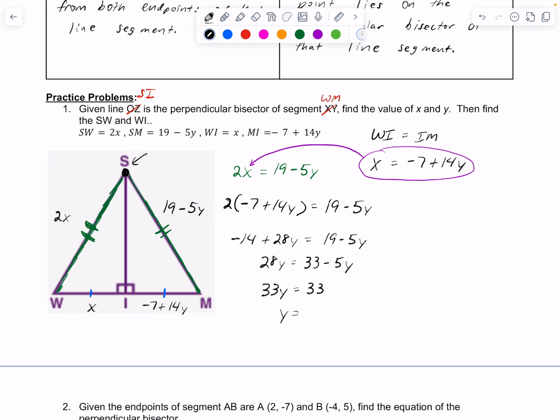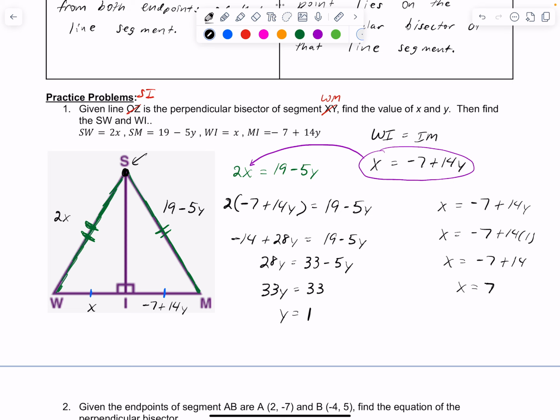So y equals 1. Now, like we've been doing with solving systems in that last unit, make sure you plug this back in to either of your equations to find x. I'm going to use the first one. x equals negative 7 plus 14y. Plug in my y is 1. So x equals negative 7 plus 14, so x equals 7.